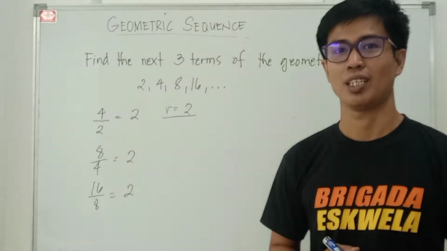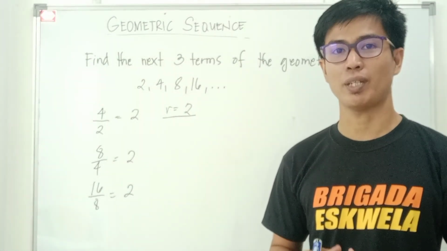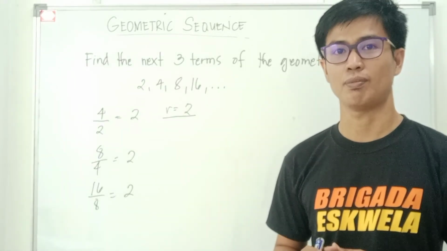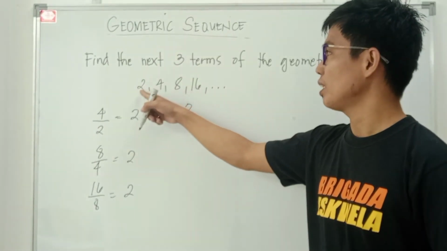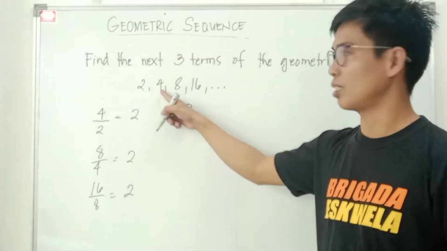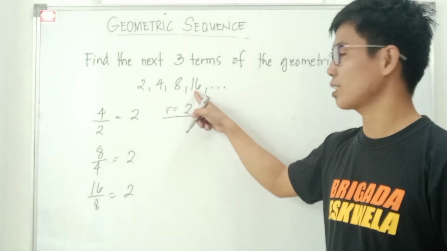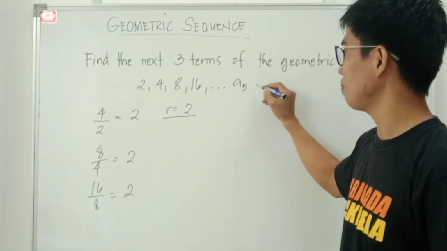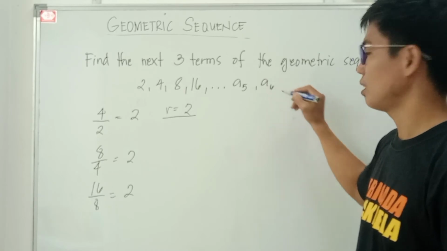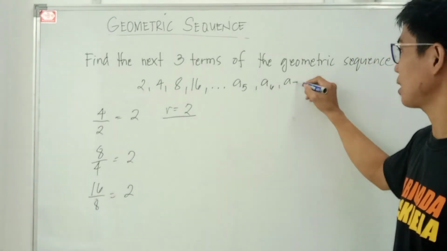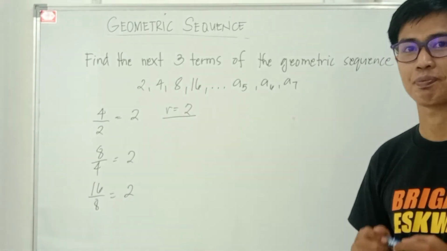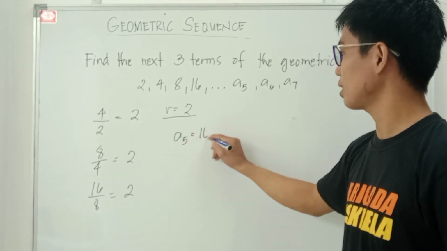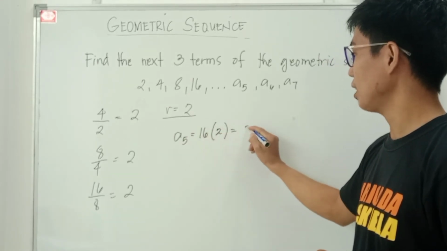Paano natin gagawin yun? So by definition, ang geometric sequence makukuha ang susunod na term kapag minultiply natin yung isang constant number sa previous term. So since we have here 2 as the first term, 4 as the second term, 8 as the third term, and 16 as the fourth term, we need to identify the next three terms, which is a sub 5 or the fifth term, a sub 6 or the sixth term, and a sub 7 as the 7th term.